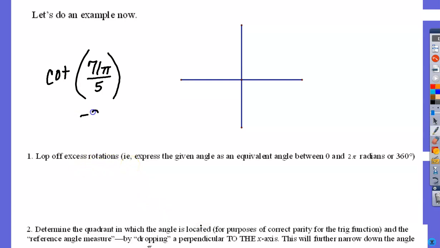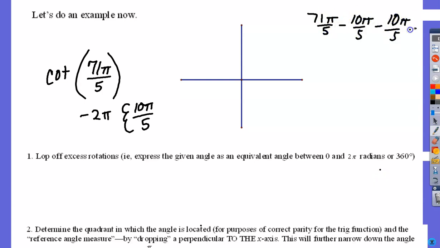So I'm going to take out 2 pi, which if I'm in fifths would be how much? 10 pi's. So I'm going to take out chunks of 10 pi. So literally I'm going 71 pi over 5 minus 10 pi over 5 minus another 10 pi until I get it down to something that's manageable. So let's see what I get here. I think that this guy will go all the way down to pi over 5.